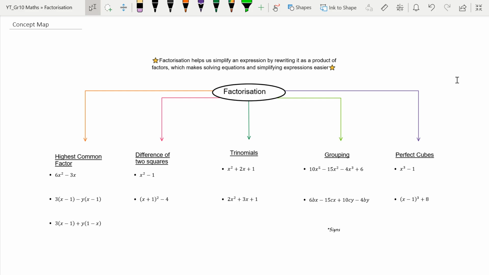In this introductory video, we are just quickly going to look at factorization, what is part of this section, and then what is factorization.